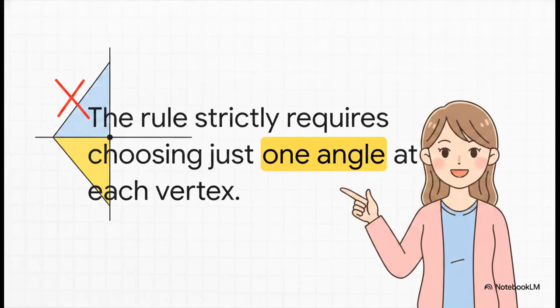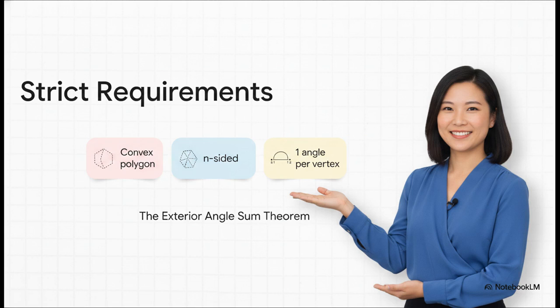But there is a strict caveat here. You can only count a single angle per vertex. Sure, you could technically draw two intersecting exterior angles at any given corner if you extended both lines, but the theorem strictly limits us to choosing just one per vertex to build our sum. So the crucial point is, we are just tracking a single continuous rotation right around the perimeter. Okay, so the stage is officially set. We have three firm conditions required here. It has to be a convex polygon, it's n-sided, and we only count one angle at each vertex.